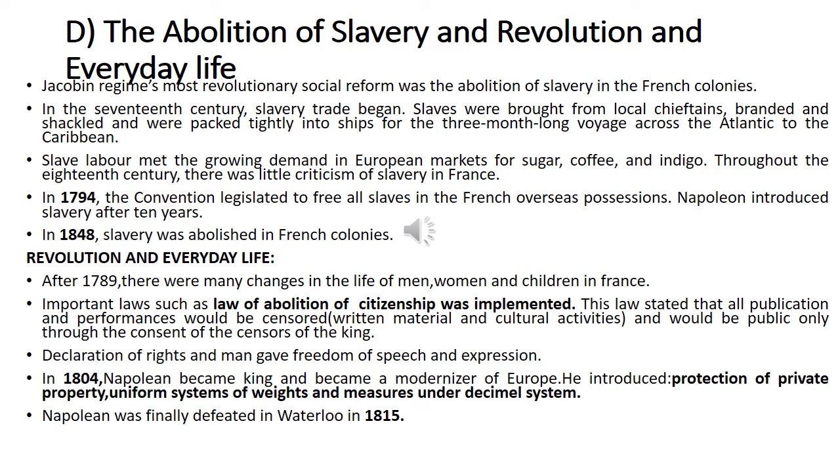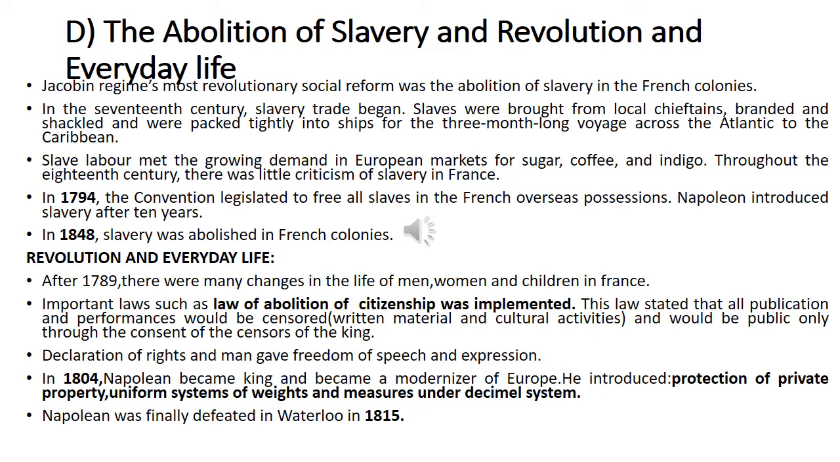The revolutionary government took it upon themselves to pass laws that could translate the ideals of liberty and equality into everyday practice. One such important law that came into effect after the storming of the Bastille in the summer of 1789 was the abolition of censorship. According to censorship, all written material and cultural activities could be performed or published only after they had been approved by the censors of the king.